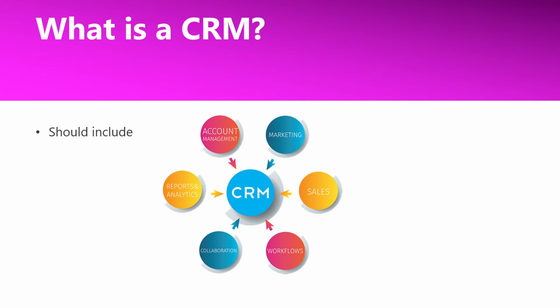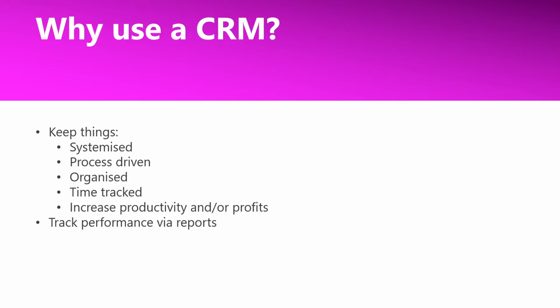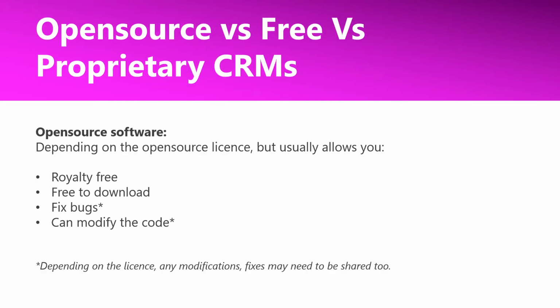Reports and analytics. This helps you basically track performance of an individual, department, a team, a country, whatever you segment your business in. This module allows you to do that. Next, why use a CRM? Well, it's basically to keep things systemized, process-driven, organized, time-tracked, and to increase productivity and/or profits. Track performance via reports, as mentioned earlier.